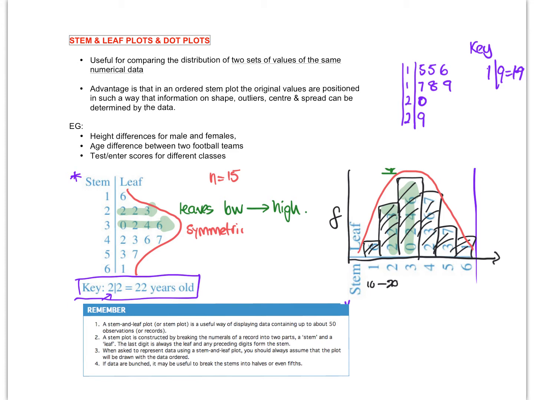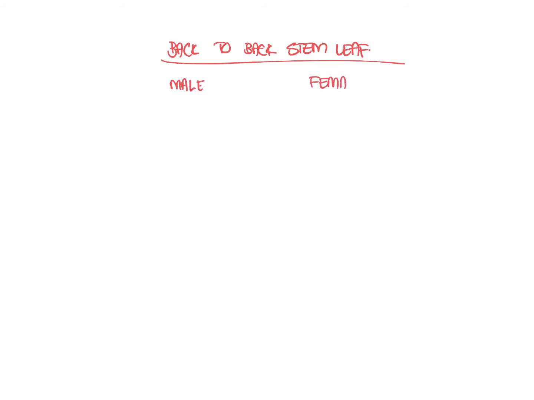All right, so I'm just going to talk here about if we had a back-to-back stem and leaf plot. So if you've got a bit of space, you can draw this. As I said before, we might have the male heights and the female heights. So what we would see is we have our stem, and we might break it up.